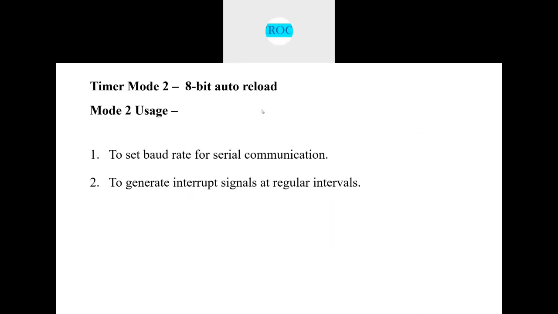This 8-bit auto reload mode 2 operation is used to set the baud rate for serial communication. When I say baud rate, it is nothing but the number of bits we can transmit in a second. Mode 2 is used for generating the baud rate. We'll study that in serial communication. Also, mode 2 could be used to generate interrupt signals at regular intervals.